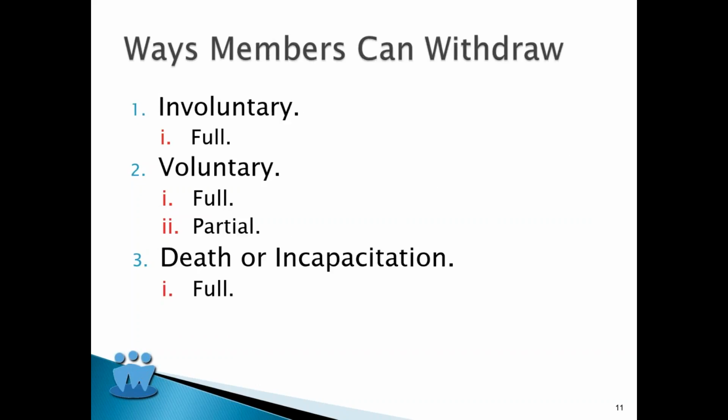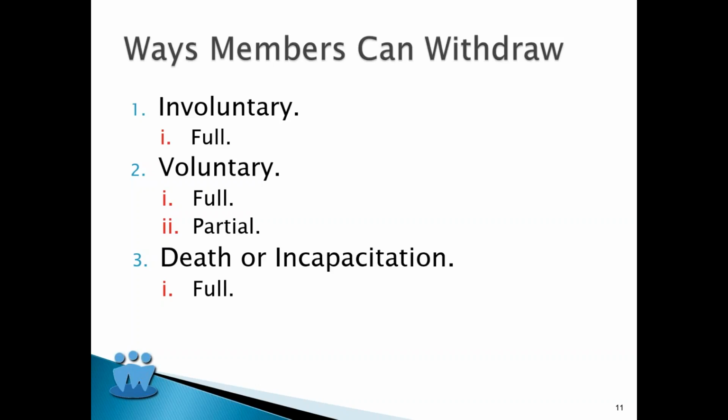So having said that, let's now talk about withdrawals. There are two ways that members can withdraw. One is an involuntary withdrawal. That's when you kick somebody out of the club. The other is a voluntary withdrawal, when someone needs to leave the club either fully, meaning they're not going to be a member anymore, or partially, meaning they need some of their capital out of the club. And then the third method of withdrawal is in the event of the death or often the incapacitation of a member, which would be a full withdrawal.